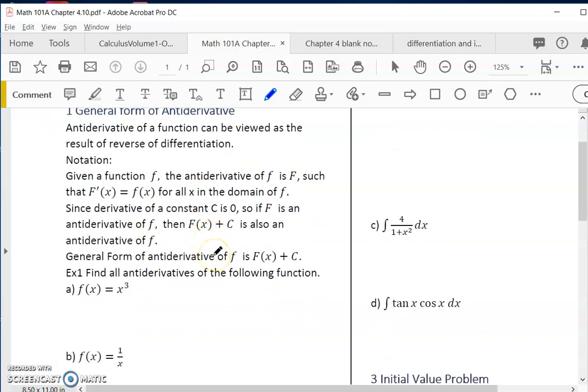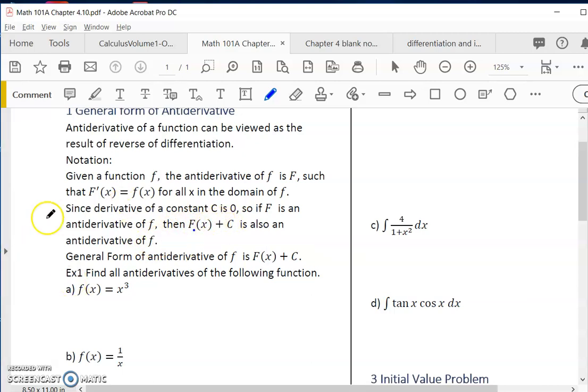Because the derivative of a constant is 0, if big F is an antiderivative of the function f, then F of x plus c is also an antiderivative of f. Meaning, if you want to find what you have come from, so that when you do a derivative of big F of x, it becomes f of x, you could have any constant.